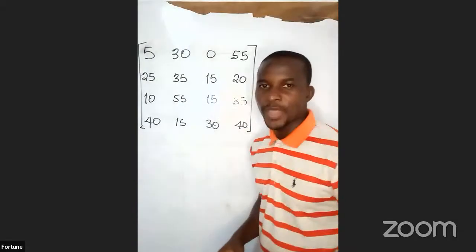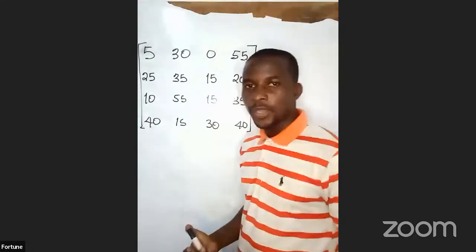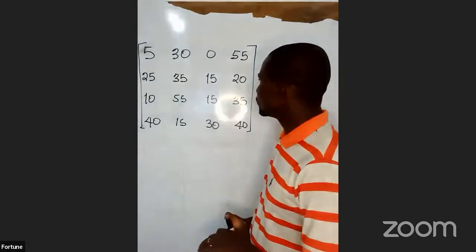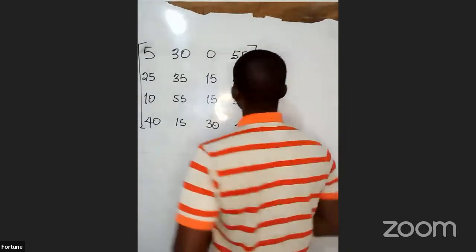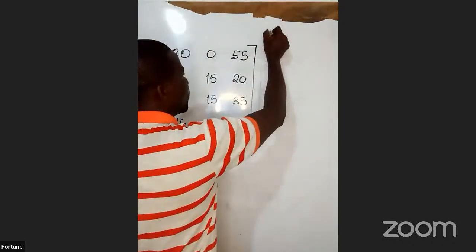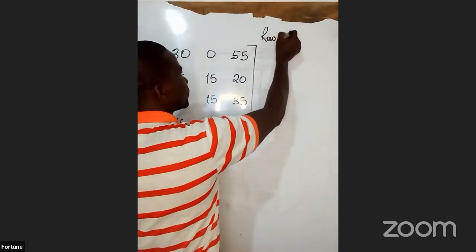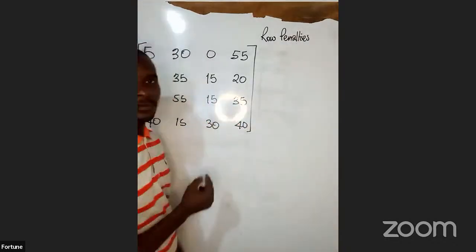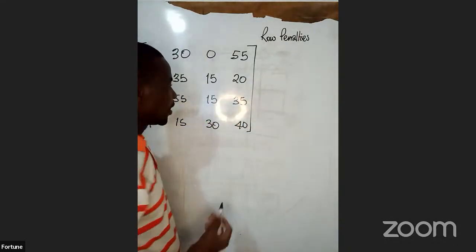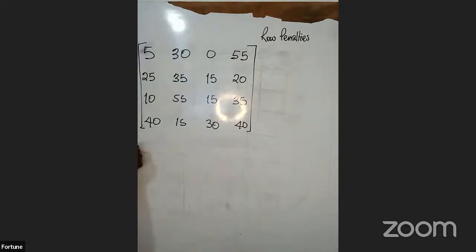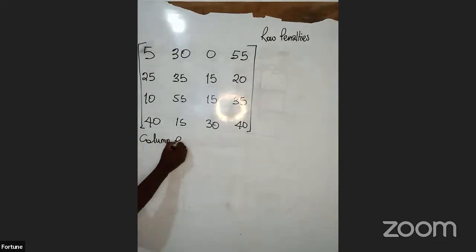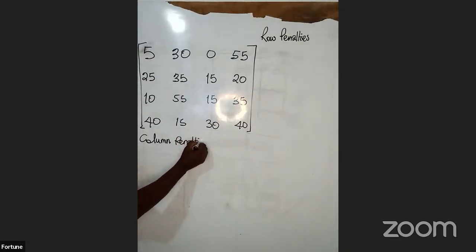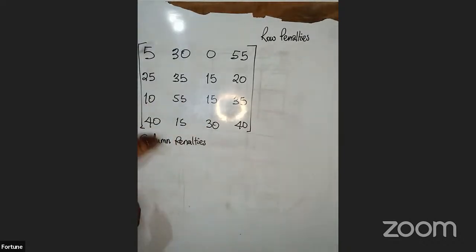Right. This is what we have here. So we're going to use the penalty method. So we're going to do row penalties and column penalties. So the penalties here are for the columns. Right, so let's begin.